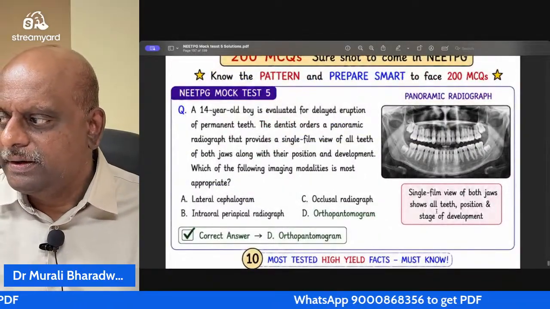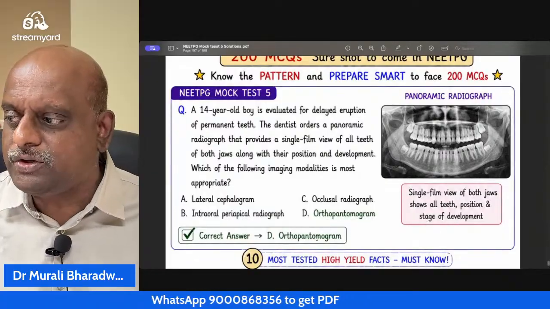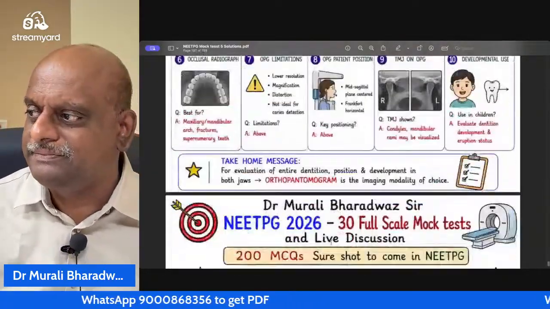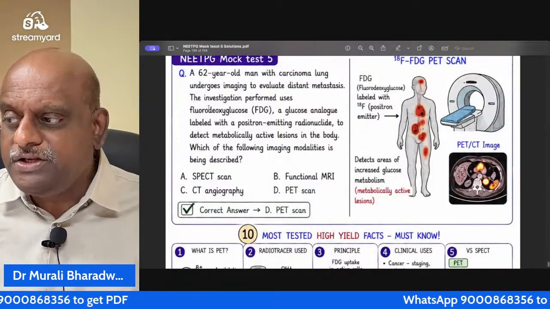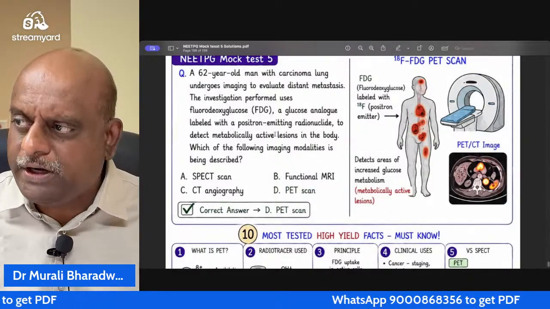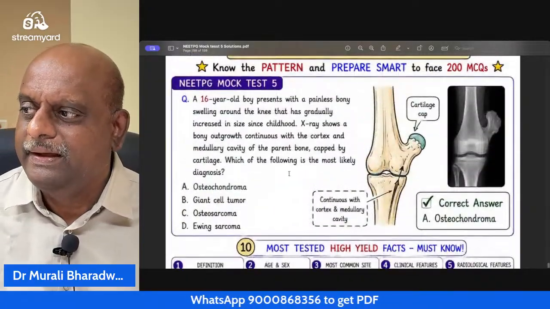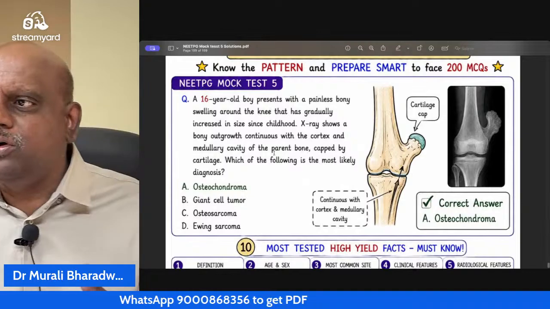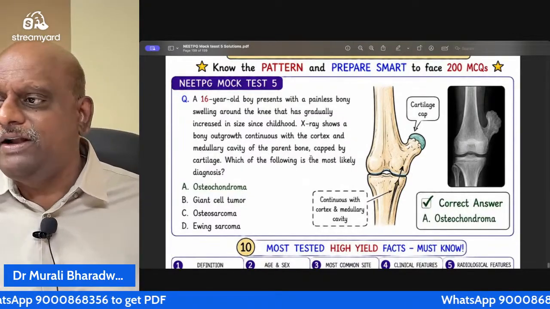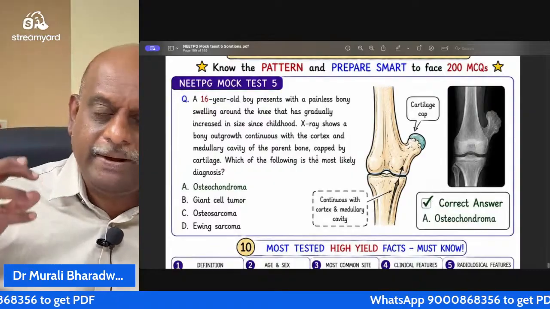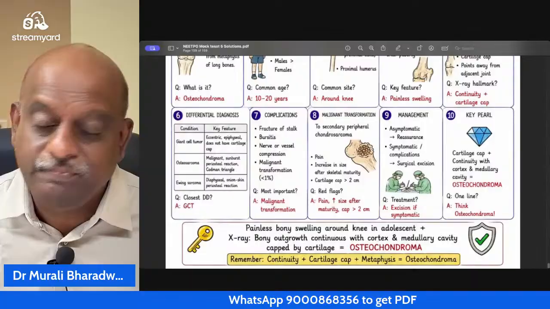Then, both jaws showing all teeth position and stage of development is called orthopantomogram. FDG glucose is typically a positron emitting radionuclide which is used in PET scan. X-ray shows a bony outgrowth, continuous with the cortex and medullary cavity of the parent bone, capped by a cartilage, is typical of osteochondroma, is what you need to remember.